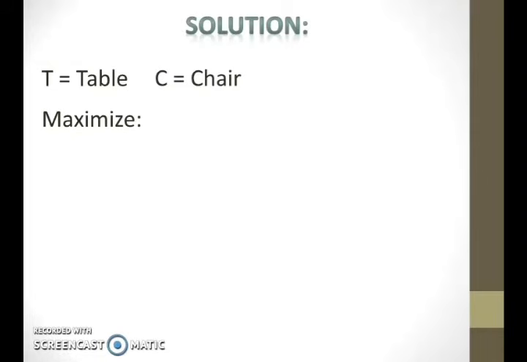The objective function must be expressed as a total profit for the products. Thus, the objective function is written as maximize Z equals to 70T plus 50C, where Z is the total profit.